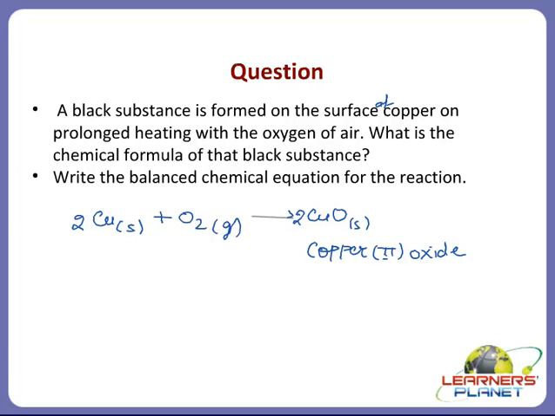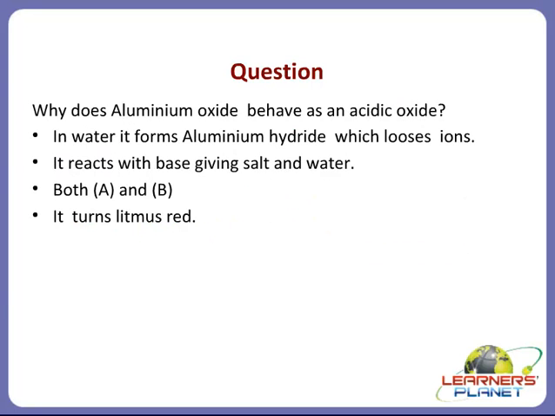Now your silver and gold, they do not react with oxygen even at high temperature. So this was your reaction of copper with oxygen. Now let's take up our next question, children. It is a multiple choice question. Why does aluminium oxide behave as an acidic oxide?